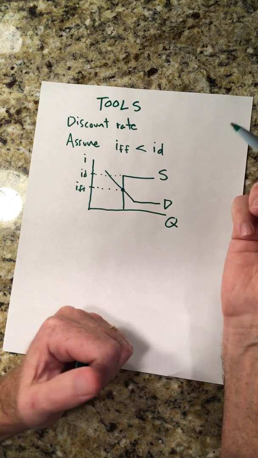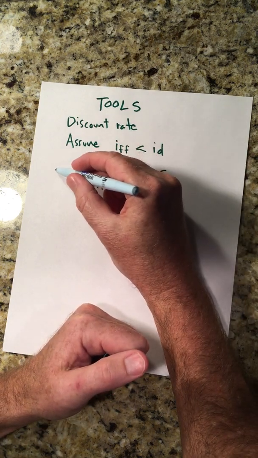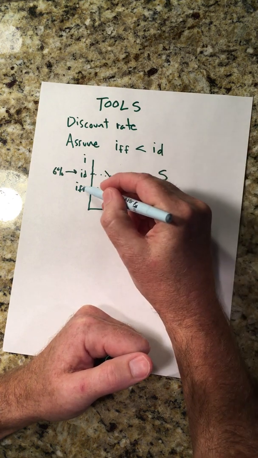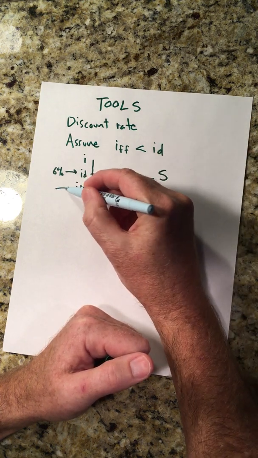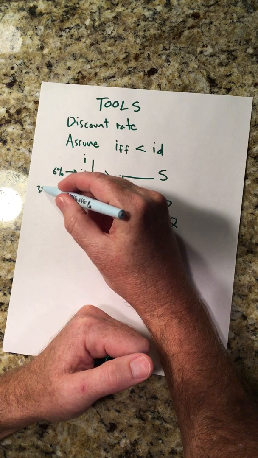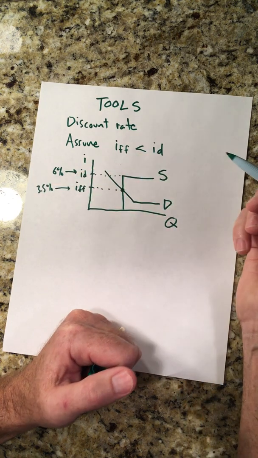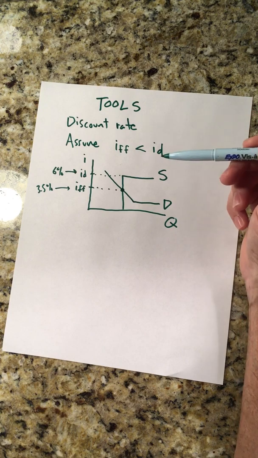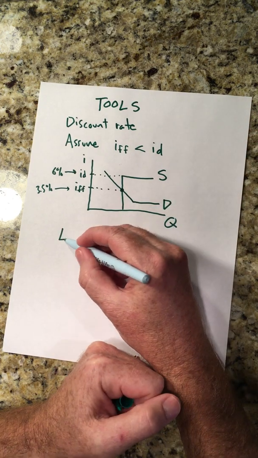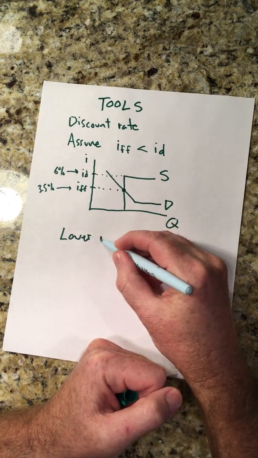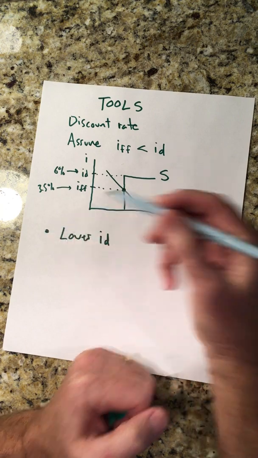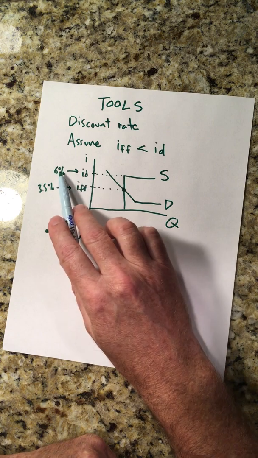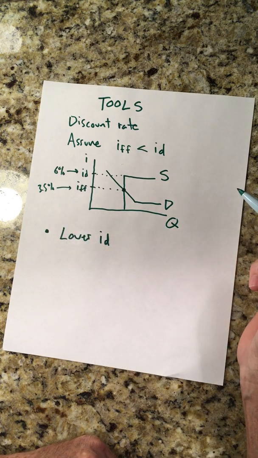All right, so just to put some numbers down here, this could be like a 6% as an example. IFF is somewhere down below that, so I can make that one like 3.5%. Okay, so suppose I'm in a situation like this. How does the discount rate work? One option is to lower the discount rate, so lower ID. If I lower ID, that just means I'm dropping the discount rate from 6% to something less.